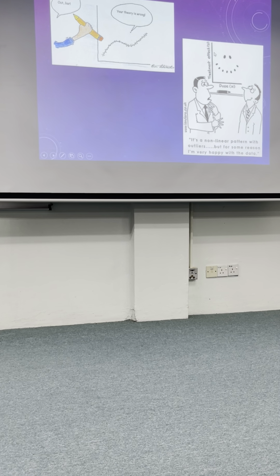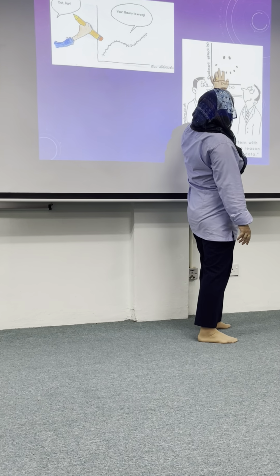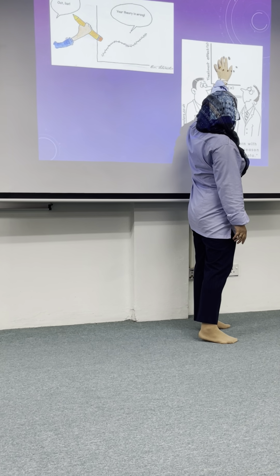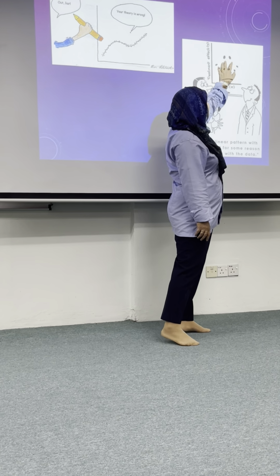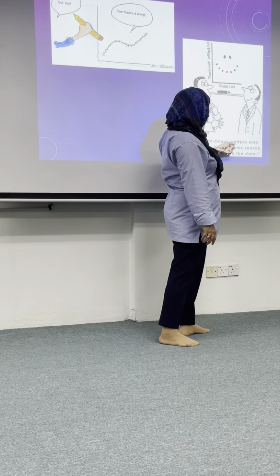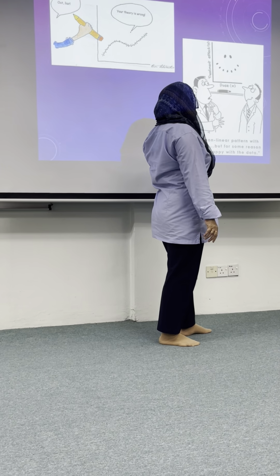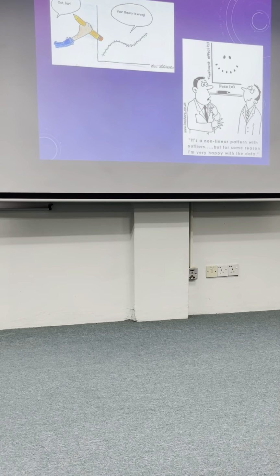Okay, so another example is a non-linear pattern. It's not linear, with outliers. When you get something like this, and you're studying for an exam and focusing a lot, you say oh this is a quadratic model, it could be y equals x squared, but there are outliers. Actually if you look at the pattern, it looks like a smile, it's a non-linear pattern, with outliers. But for some reason I'm very happy with the data. You're happy, smiling. Okay, so those are examples of regression.